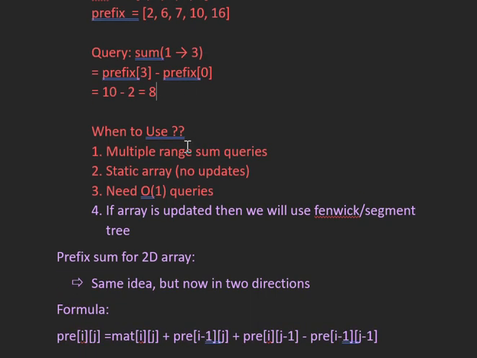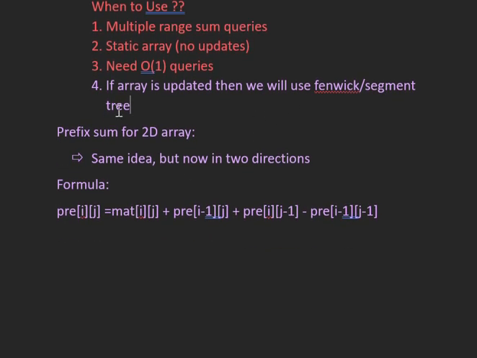And when to use prefix sum? Suppose we have to find multiple range sum queries, like I explained above. Second, when our array is static, that is we are not updating the elements. But there is one case, suppose we want range queries, but our array gets updated after each iteration. Then we won't be using this prefix sum. In that case, we will be using Fenwick tree or segment tree.